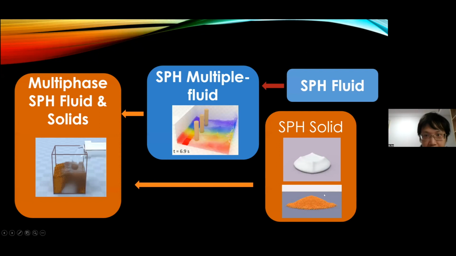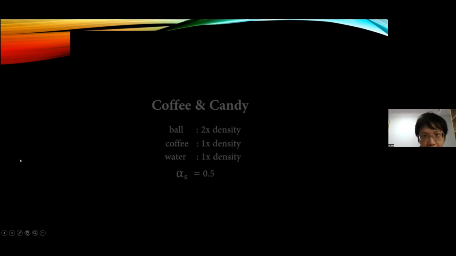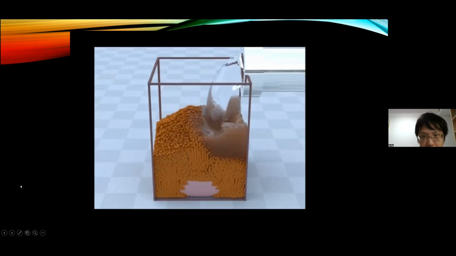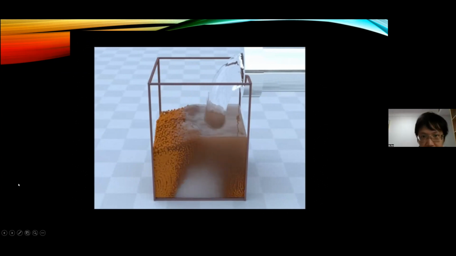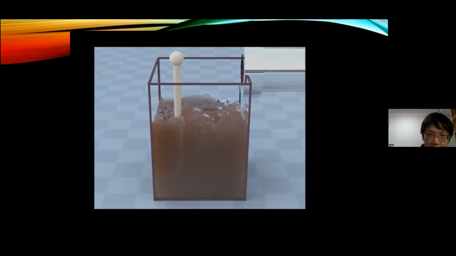So if I show it with a chart, it's just like this. You combine the SPH multiple fluids method with SPH solid theories, and you can obtain a theory which can handle both solid and fluid together. And this is a video. So after pouring the water into the tank, you can see the coffee and candy are dissolved into the water.